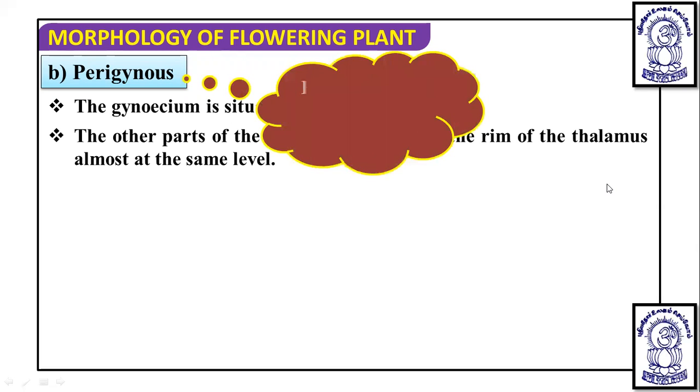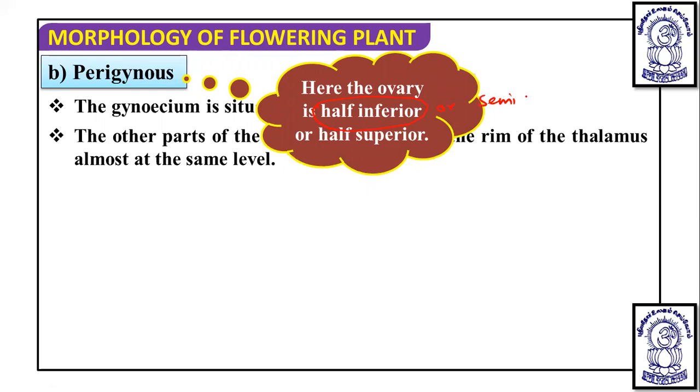Means almost at the same level. Such type of flower are known as perigynous, but the ovary is inserted half within this peripheral part, so it is known as half inferior ovary. Sometimes it is called half superior as well, but half superior is not commonly used. Half inferior ovary or semi-inferior ovary are the common terms used for this.